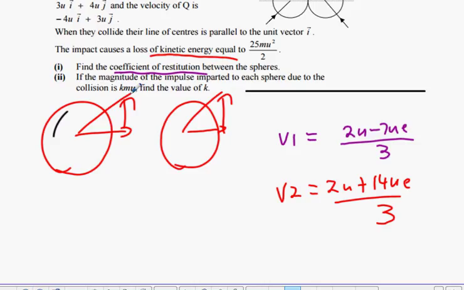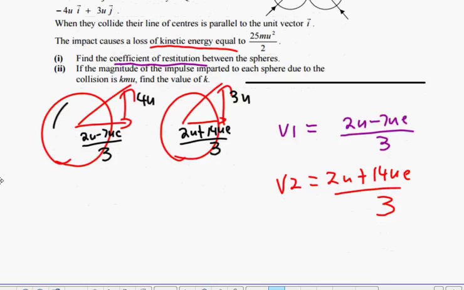Okay, everybody's agreed that after the collision this is 4u. The v1 component is 2u minus 7ue over 3. The v2 component: 3u in the y direction and 2u plus 14ue all over 3. Now here's what I'm going to have to do, unfortunately. And here's the fun part.